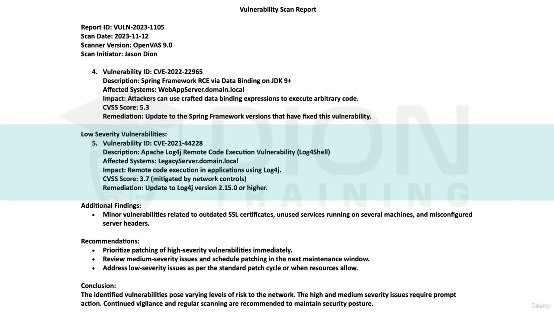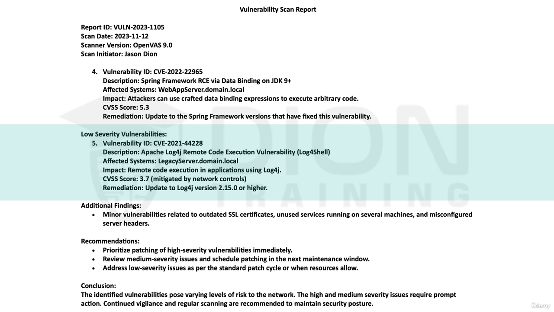The last vulnerability we have is CVE-2021-44228, and the description here is an Apache log4j remote code execution vulnerability, which is known as Log4Shell. This affects our legacy server, which is an older server. It is a remote code execution in an application that uses log4j, so it only affects very few applications, and only the ones using log4j.